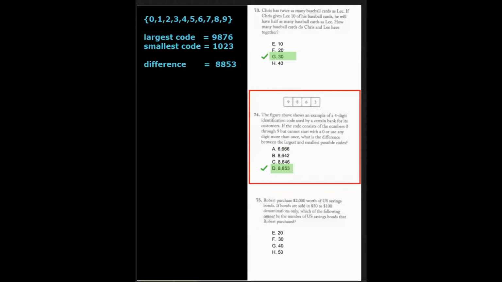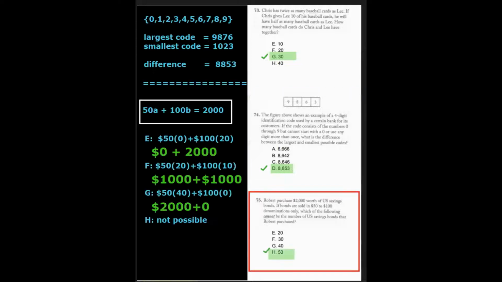So the smallest number it can start with is 1. Then I can choose 0 for the second number for the hundreds. And then since I already used 1, I'll end with 2 and then 3. The smallest number I can create with these 4 digits is 1,023. So the difference between the largest possible code and the smallest possible code is 9,876 minus 1,023, which is a difference of 8,853. The correct answer was D.